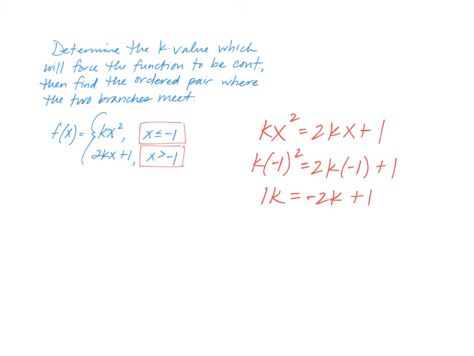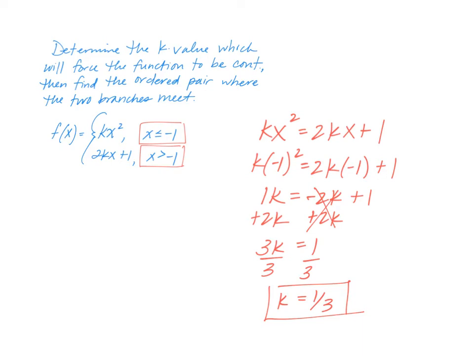At this point, I've got a one variable equation that I can solve. So I'll add 2k to both sides. 3k is equal to 1. And then dividing both sides by 3, I get k is equal to 1/3. So this is the k value that will guarantee that my function is continuous.